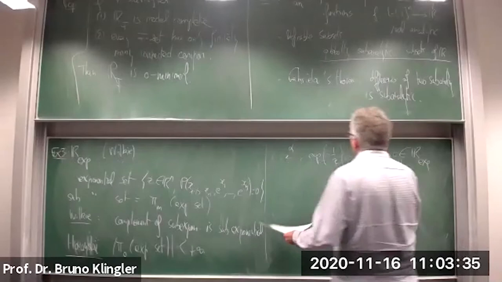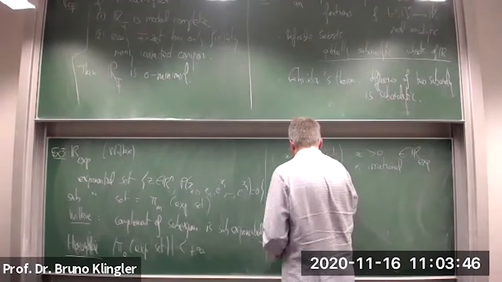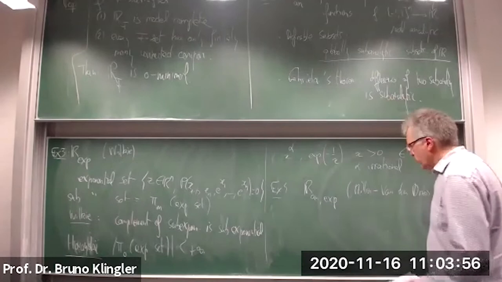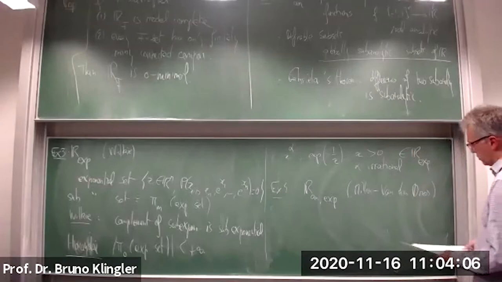Okay, so the fourth example is basically the possibility of putting together 2 and 3. And so this is R_an,exp, and this is the main structure we use. And this is due to Miller and van den Dries. And again, they use model theory, but you can just use Lion and Rolin, who again have a preparation theorem for log-exponential functions that give you the result.